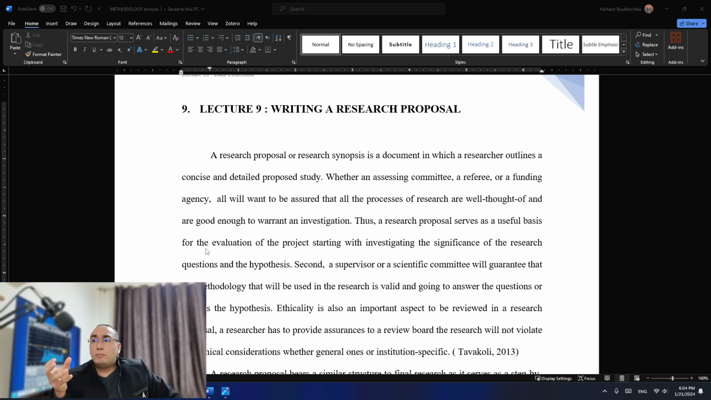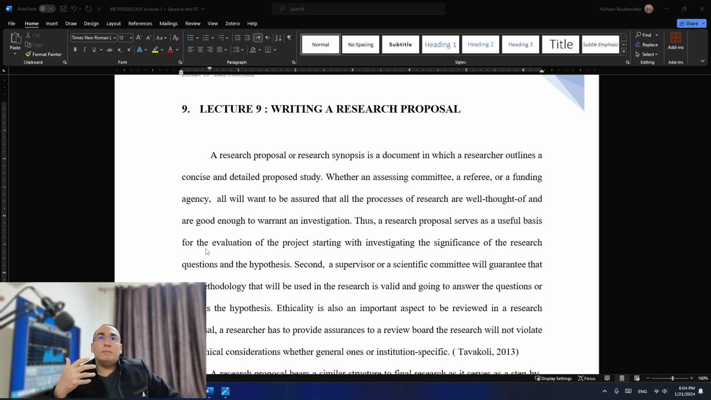So what is this purpose? It is a document in which a researcher outlines a concise and detailed proposed study. And you can see here, it is a proposed study. It's not an actual study, but something that you are still in the process of proposing. Whether an assessing committee, a referee or a funding agency, all will want to be assured that all the processes of research are well thought out and are good enough to warrant an investigation. So this is the main purpose of a research proposal.